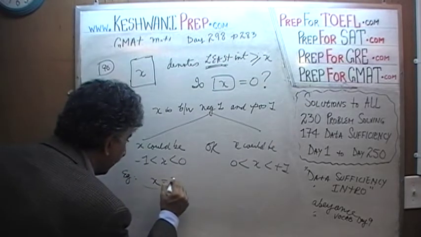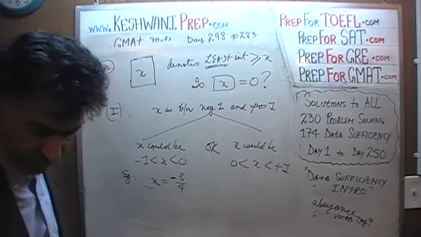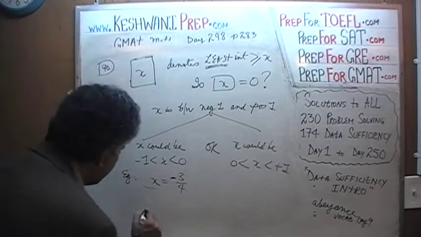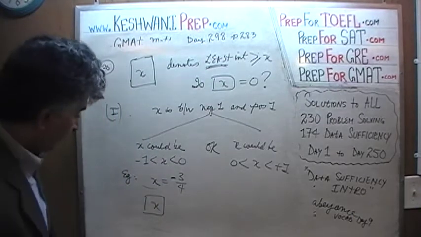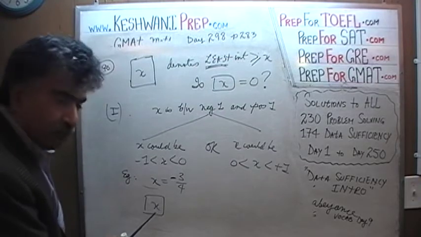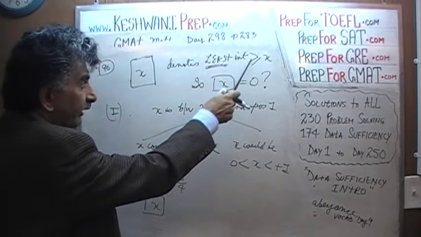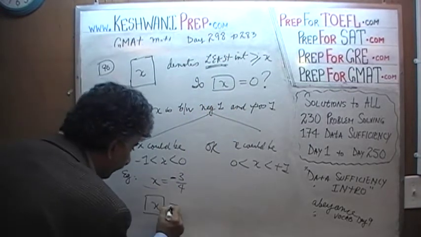For example, if x happens to be negative 3/4, negative 3/4 falls between negative 1 and 0. If x happens to be negative 3/4, then the value of x in the box, the least integer that is greater than or equal to x, would be 0.